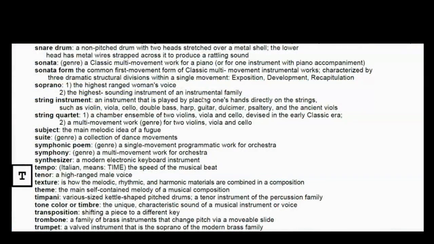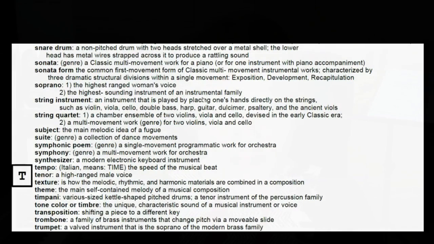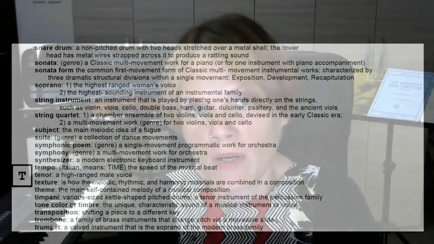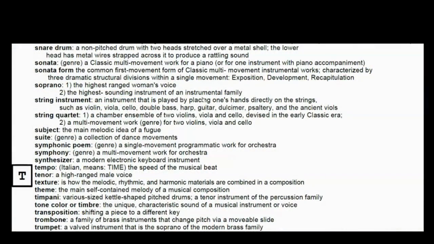Tempo is an Italian word meaning time, the speed of the musical beat. A tenor, a high-ranged male voice. A texture is how the melodic, rhythmic, and harmonic materials are combined in a composition. Remember about the different textures, right? Monophonic texture, polyphonic texture, and homophonic texture. Theme, the main self-contained melody of a musical composition, is called the theme.